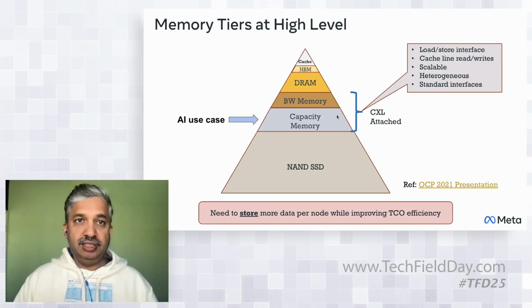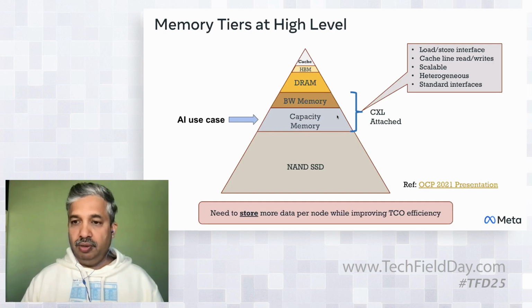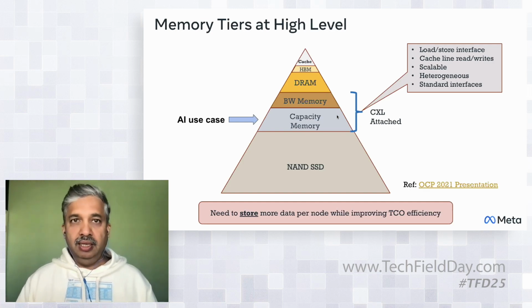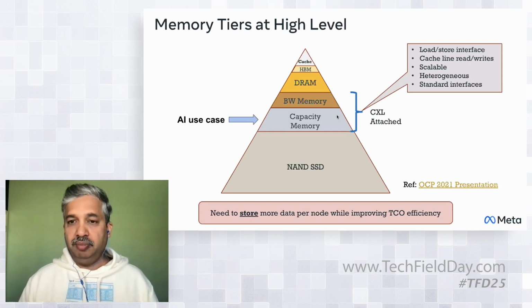And AI/ML use cases are driving the need to store data per node to avoid the scale out model, as we talked about. And this is feasible, as I showed in the previous slide, to achieve with an efficient TCO if we had the right capacity memory solution.